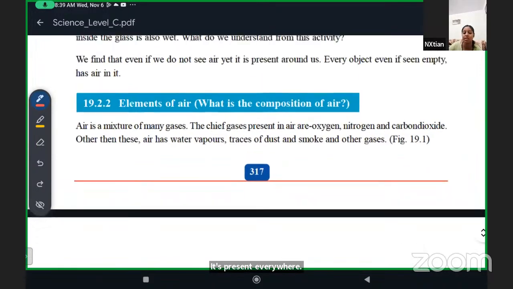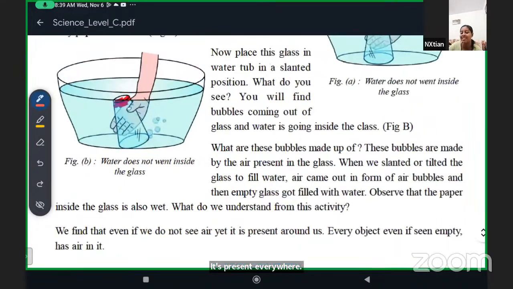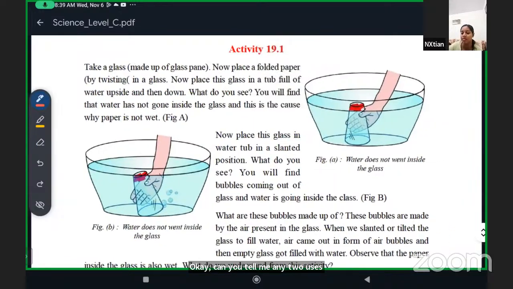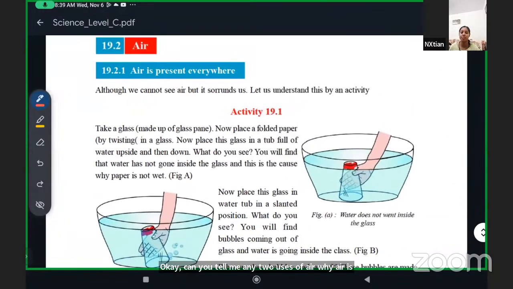Can you tell me any two uses of air? Why is air such an important natural resource? Because we need to breathe, it provides the oxygen which we need to breathe. Yes, very good. Anything else from you?